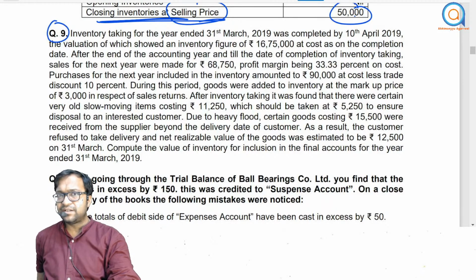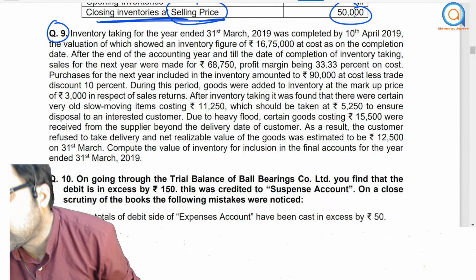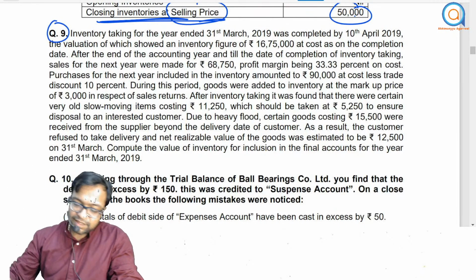Done, sir? So this is so difficult. No, it's very easy, Sam. They are just playing with the language. That's it. Chalo, let me read for you.